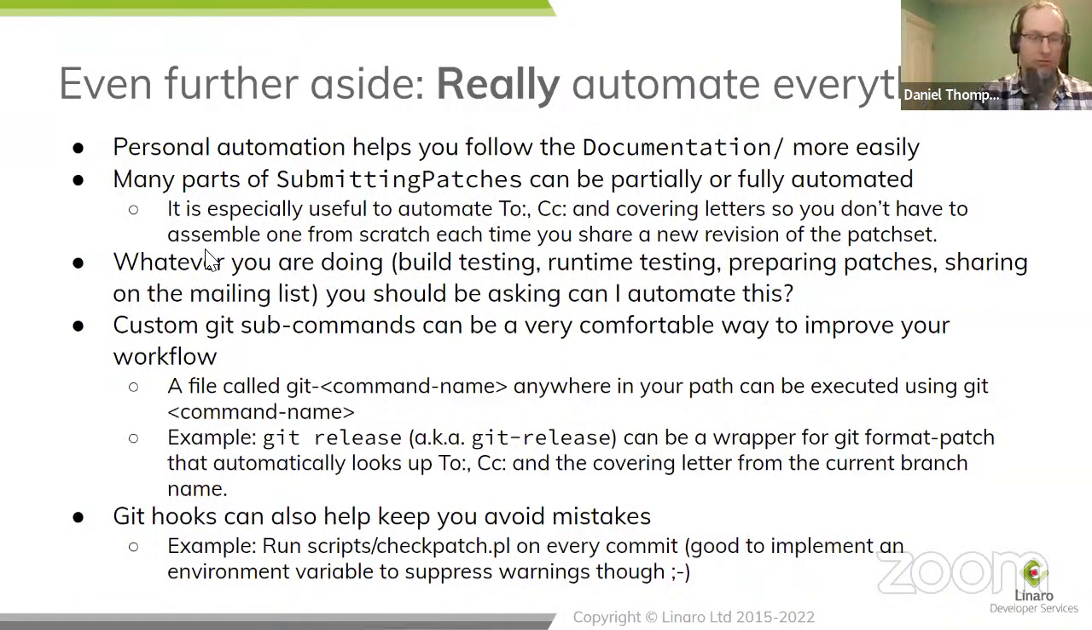So automate them. Write a script that matches your way of working. My particular script that I use over and over again is a script called git release. Git minus release, and there's a little trick in Git, which is that if you call a utility git minus release, then the main Git binary will call that shell script for you. And I use git release as a wrapper for git format-patch.